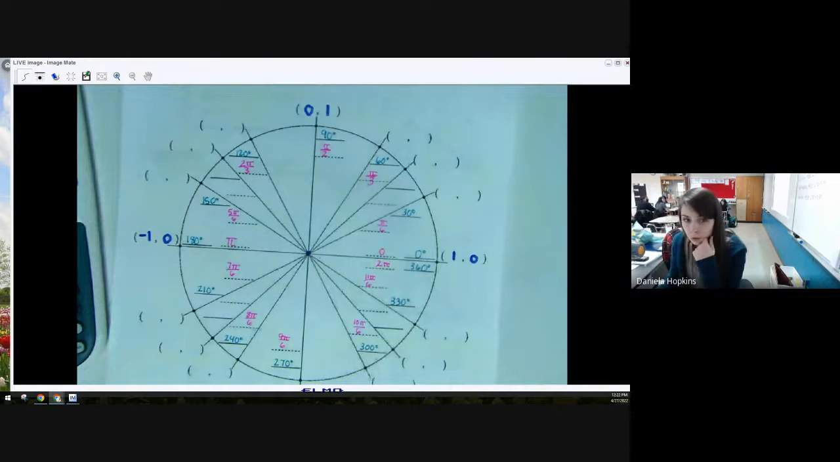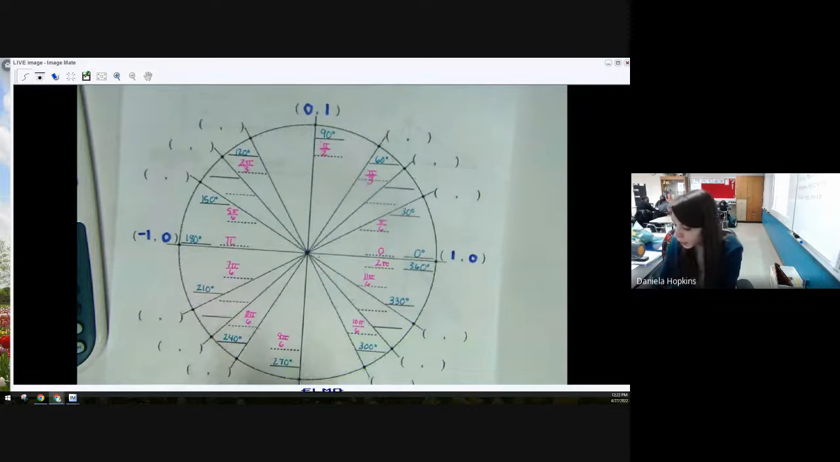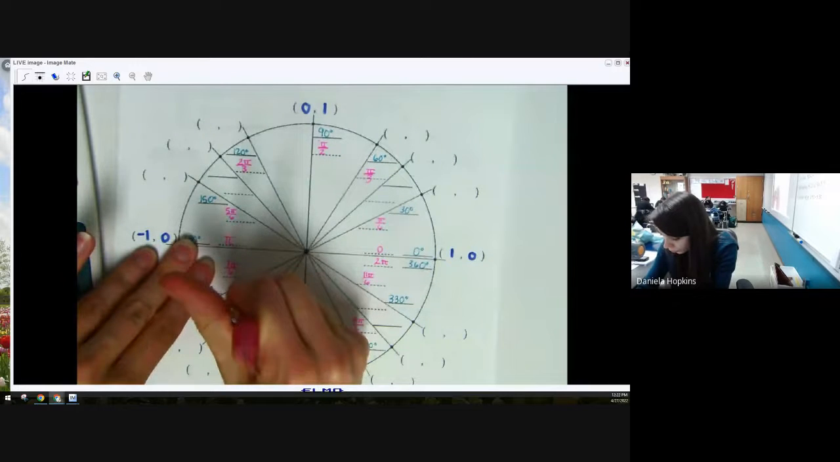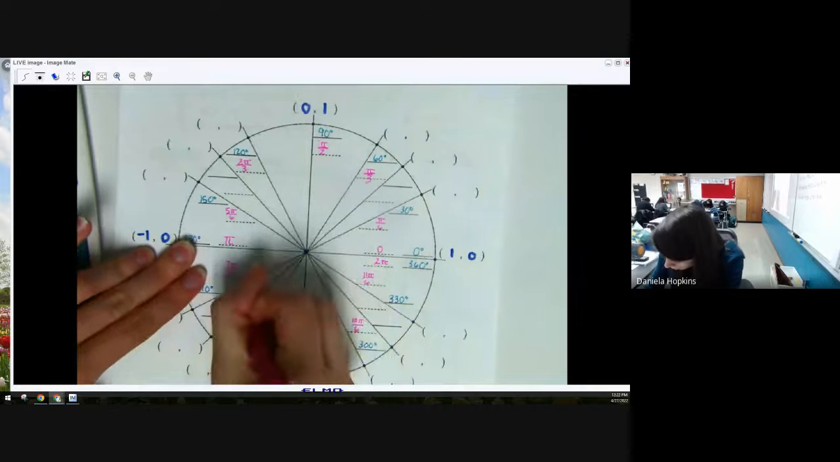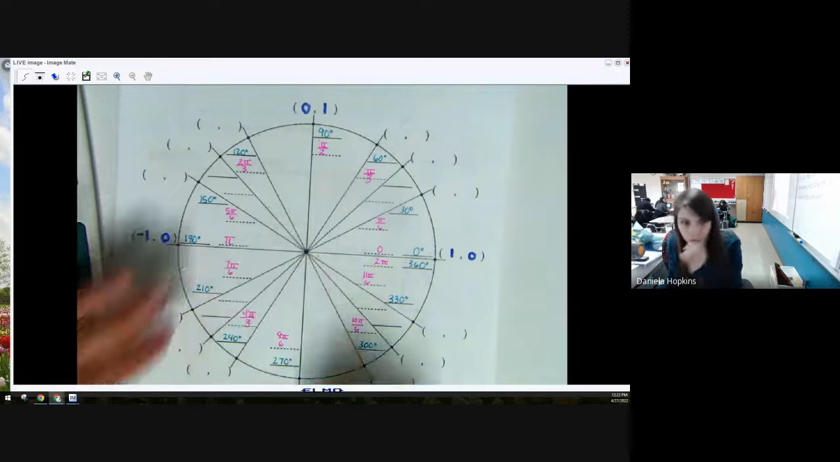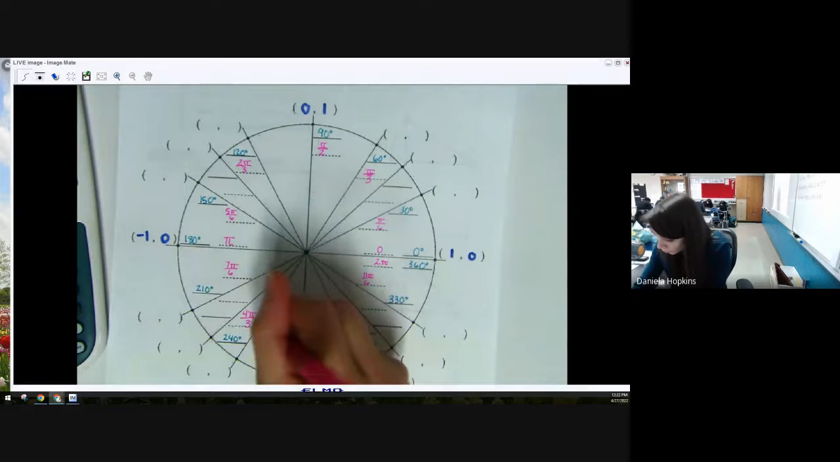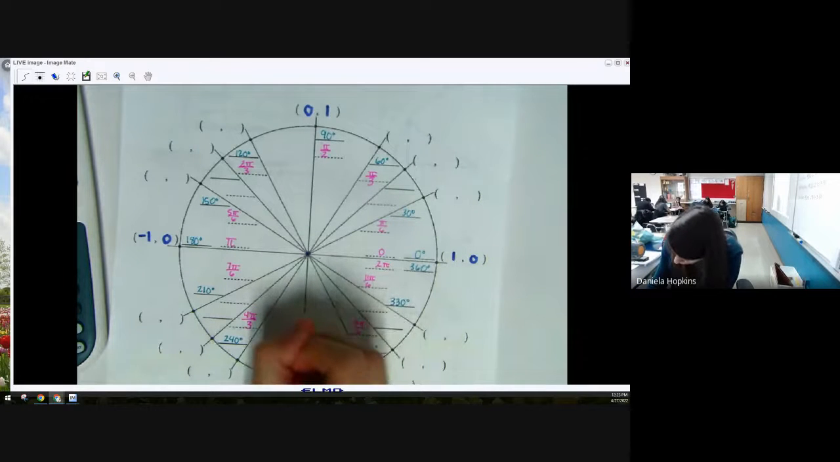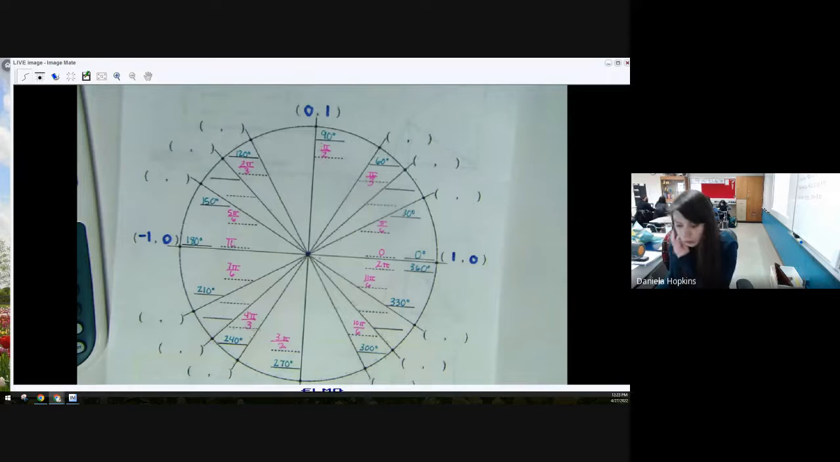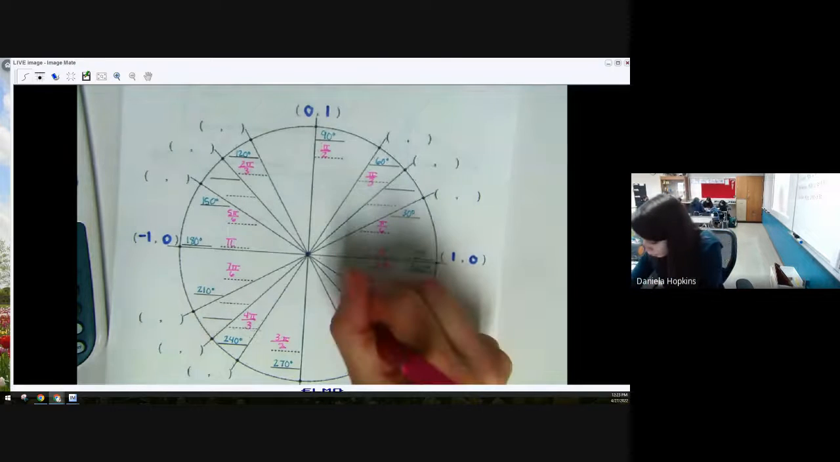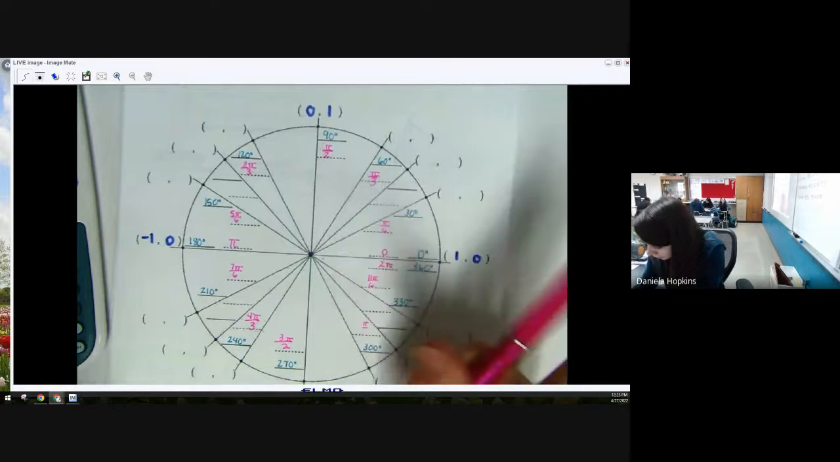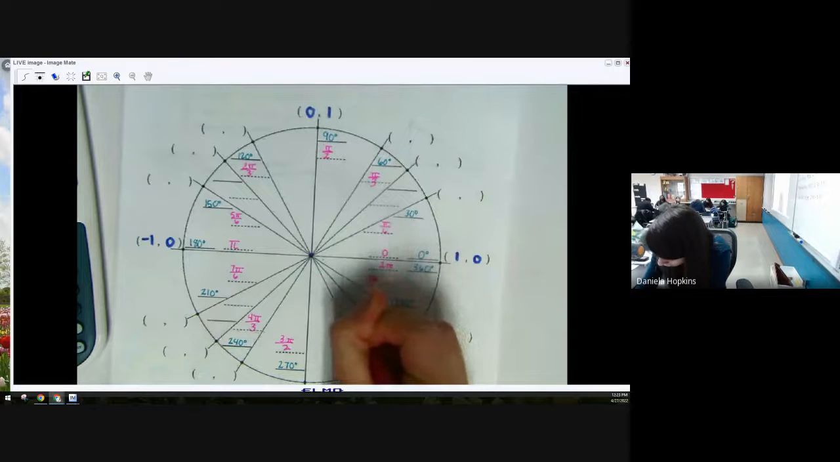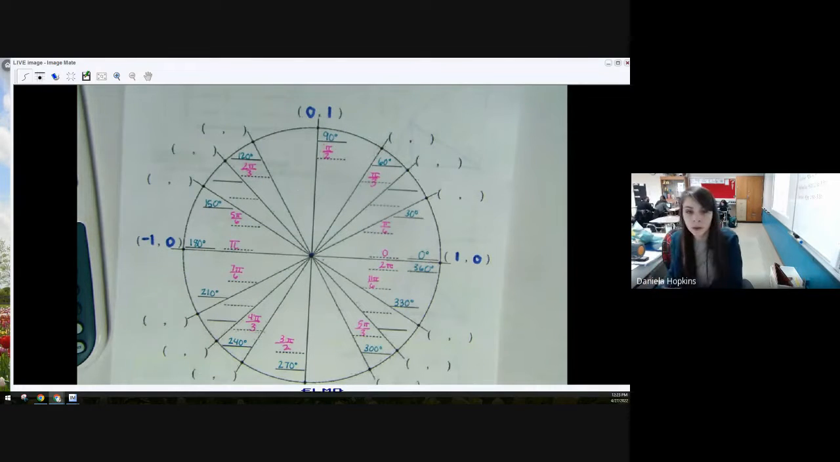5 pi/6 does not reduce. I already reduced my pi. 7 pi/6 does not reduce. 8 pi/6 reduces to 4/3, or 4 pi/3. 9 pi/6 will reduce to 3/2, so 3 pi/2. 10 pi/6 reduces to 5/3, 5 pi/3. 11 pi/6 is reduced, and then I already reduced 2 pi.